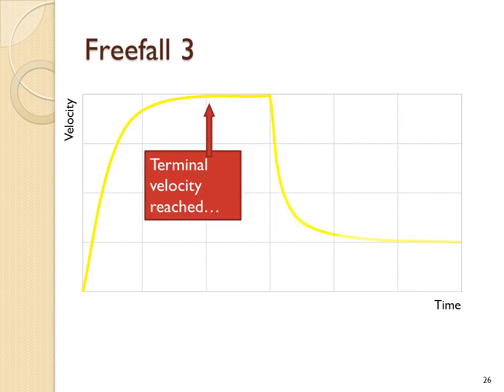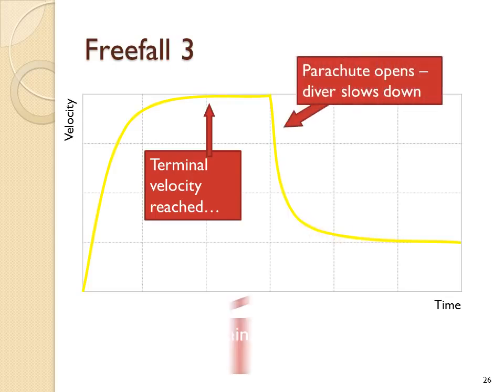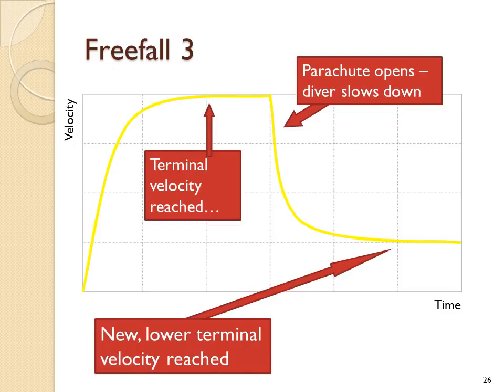At this point, the parachute is opened and the velocity decreases. They decelerate rapidly at first, where there's a large drag force, and less until the two forces are equal. And at this point, they've reached their lower terminal velocity. Eventually, of course, they'll hit the ground.